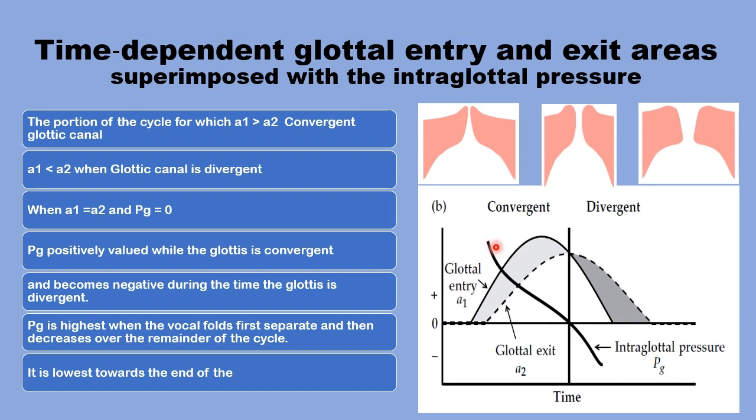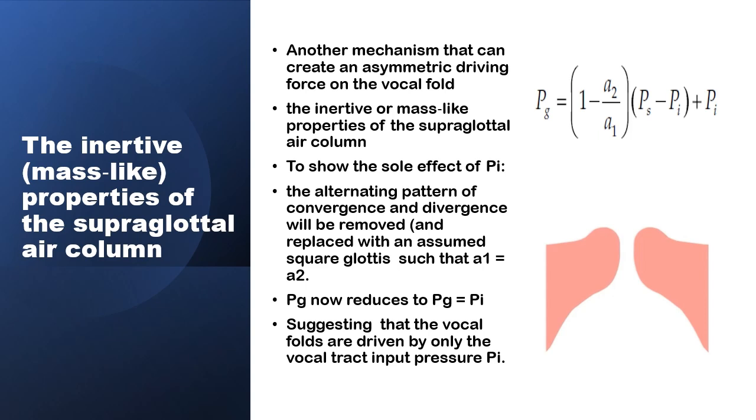And note that the maximum positive pressure is at the very beginning of the opening cycle, when excess pressure is required to push the medial ends of the vocal folds apart, and it's also a maximum negative at the end of the closing phase, when some negative pressure is required to abruptly close up the glottis. We now move to the other mechanism that was proposed to explain the self-sustained oscillations of the vocal fold. This third mechanism is the mechanism of the inertive, the mass-like properties of the supraglottal air column, the air column above the glottis in here.